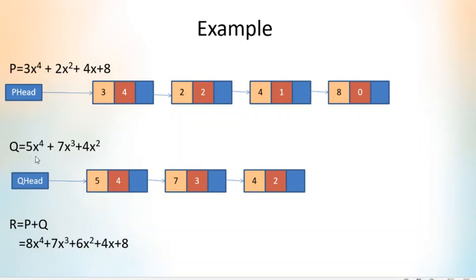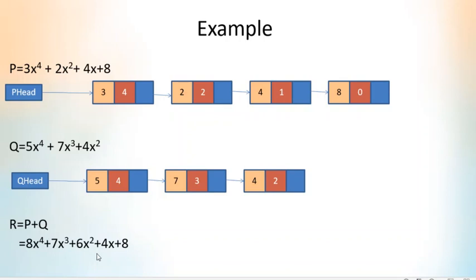And here you can see q. Q is equal to 5x raised to 4 plus 7x raised to 3 plus 4x square. So here we have the linked list representation of q. And what we are doing is r is equal to p plus q. So this polynomial plus this polynomial is to be done. And what is the answer? 8x raised to 4 plus 7x raised to 3 plus 6x square plus 4x plus 8.